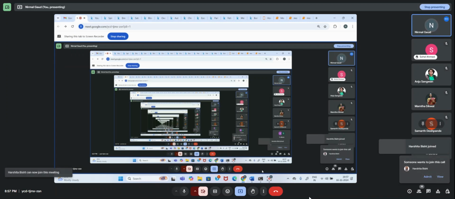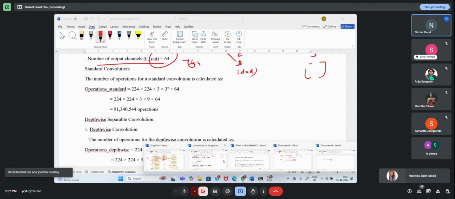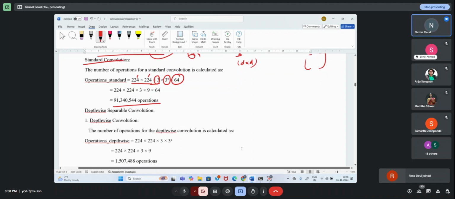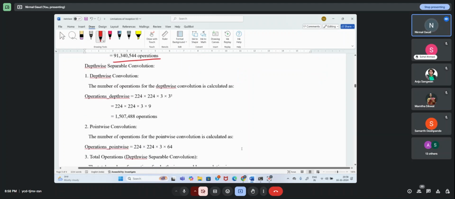So what will happen? In standard convolution, this is the image shape, width, height, and RGB. This is K square, that is the kernel, 3 cross 3, and this is 64, for example, the number of channels. So this many operations are required in standard convolution. But what will happen in our case? In depthwise, this will happen: 224 into 3 square.